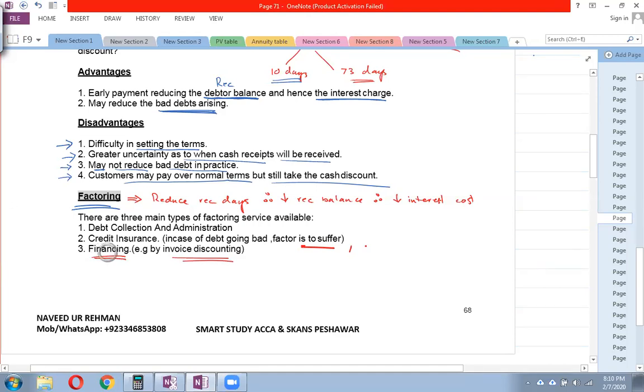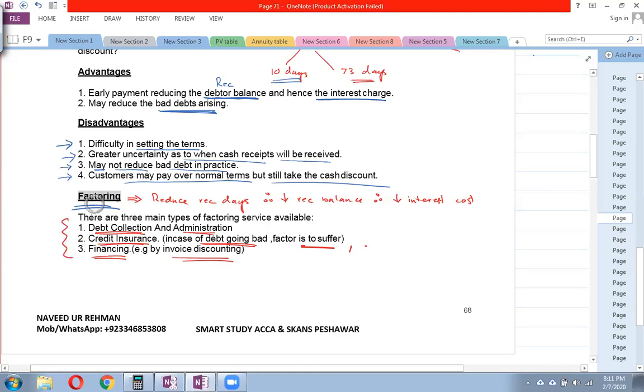The factor can give you the credit insurance, right? For which the factor is going to charge you something else. In case the debt is going bad, the factor is going to be suffering, not you, right? Let's say if you're a business and you're getting the credit insurance, if the customer is not paying you back, the risk will be of the factor, not yours. And the factor can also give you debt collection service, right? So you will not need your own administration or credit control department. Maybe the factor can actually do it for you, right?